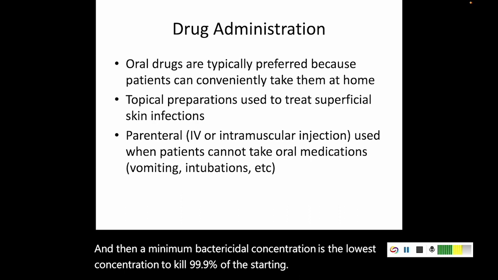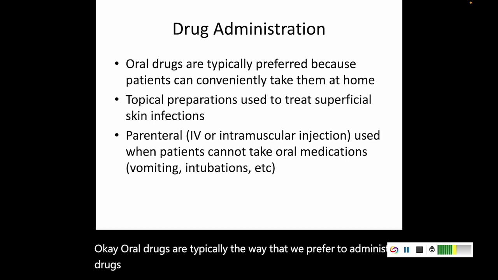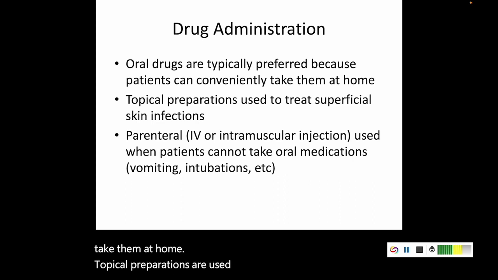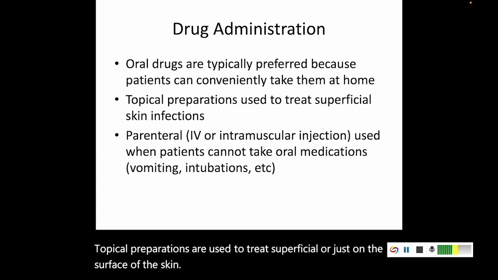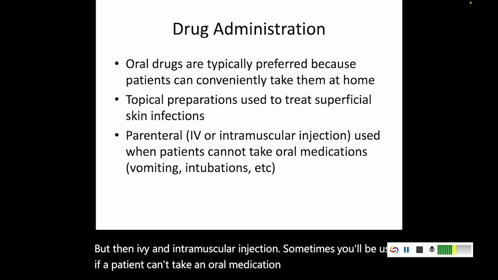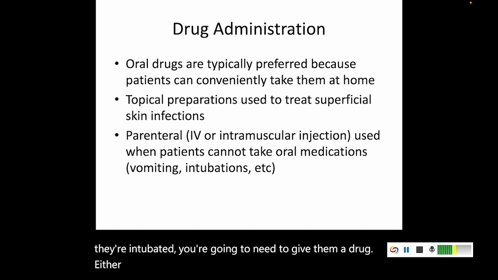Okay, oral drugs are typically the way that we prefer to administer drugs. That means you can write a prescription, or patients can take them at home. Topical preparations are used to treat superficial conditions, just on the surface of the skin. But then IV and intramuscular injection sometimes will be used if a patient can't take an oral medication. So if they are vomiting, if they're intubated, you're going to need to give them a drug either IV or intramuscular. Somehow parenterally, they're going to need to be given it.